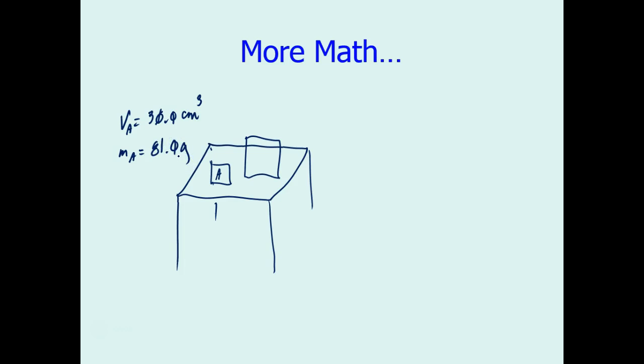Now, time out. If it's 30 cubic centimeters and 81 grams, why are they putting those extra zeros on there? To let you know that it's an even number, or a solid number. Actually, pretty close, but here's what it means.